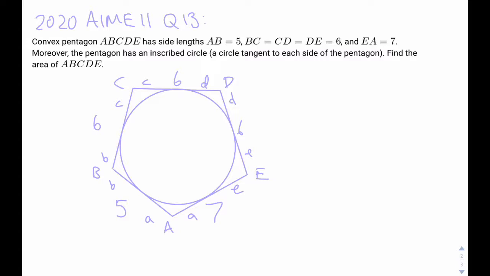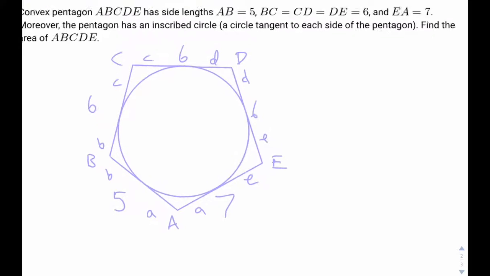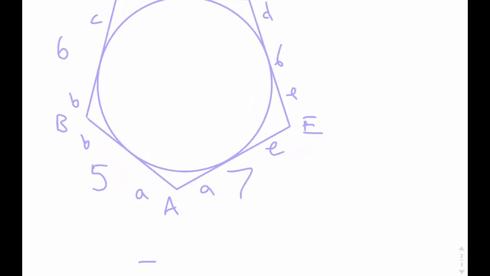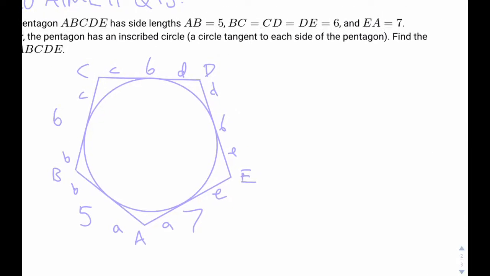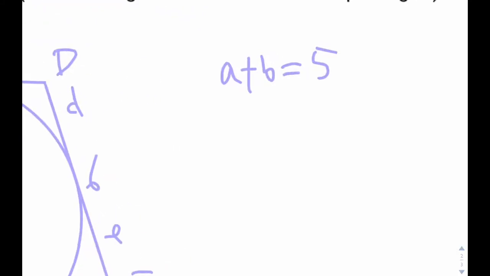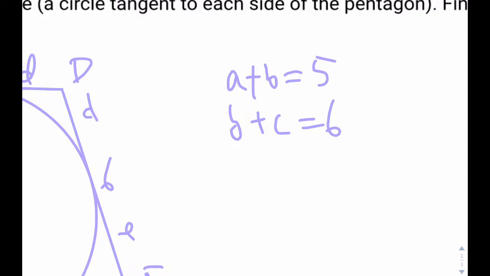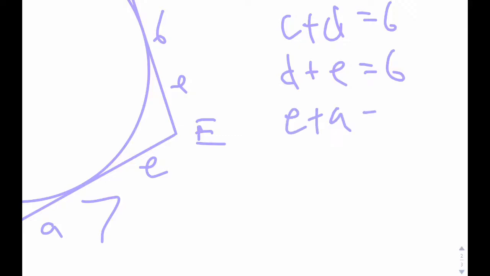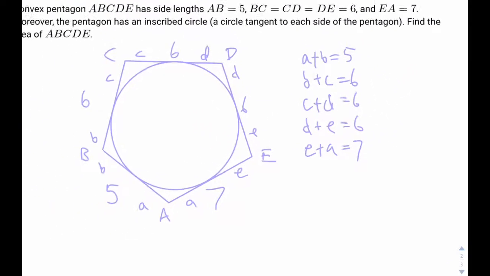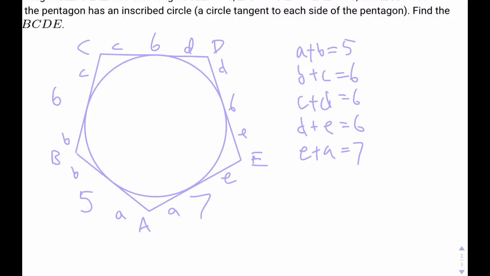So we might be motivated to try to find the length of each of these tangents. If we label the tangents at A as little a, vertex B as little b, etc., we can come up with a system of equations. A plus B is equal to 5, which we can see here. We also know that B plus C is equal to 6, C plus D is equal to 6, D plus E is equal to 6, and E plus A is equal to 7. And we know that because we're given each of the side lengths.